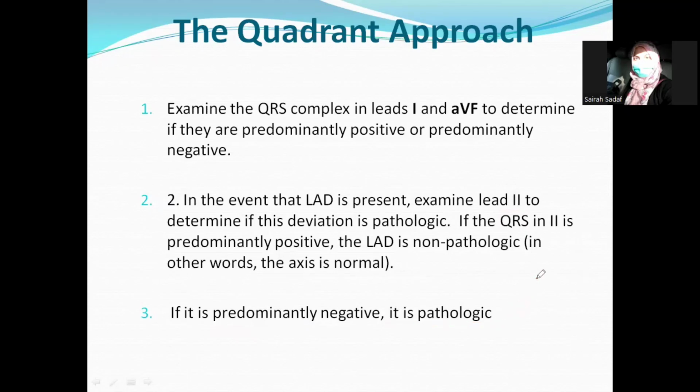When you find there is left axis deviation on ECG, you have to confirm it in lead 2. If it's also negative in lead 2, then it means that it's pathological. There's really some reason behind it. But if in lead 2 it's not negative and the R wave is positive, then it means that it's normal. You don't need to worry about it.